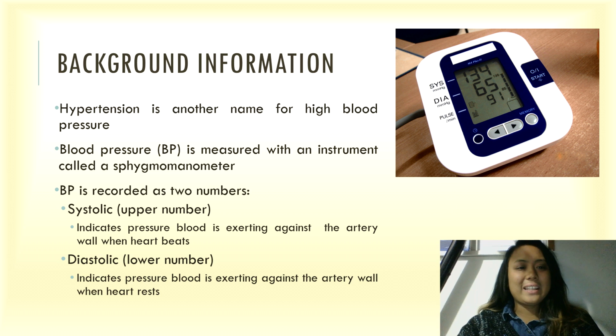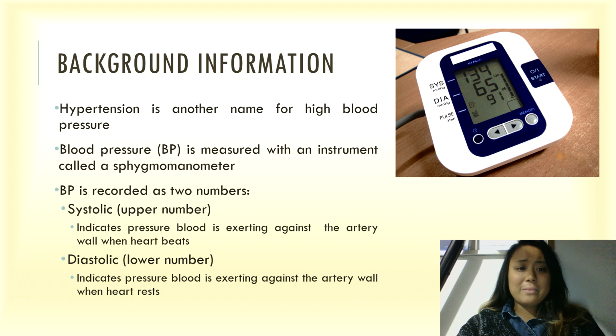So let's get started. Let's define what is hypertension. Well, it is another name for high blood pressure. Blood pressure is measured on an instrument called a sphygmomanometer and is recorded as two numbers, systolic and diastolic, and are measured in millimeters of mercury.